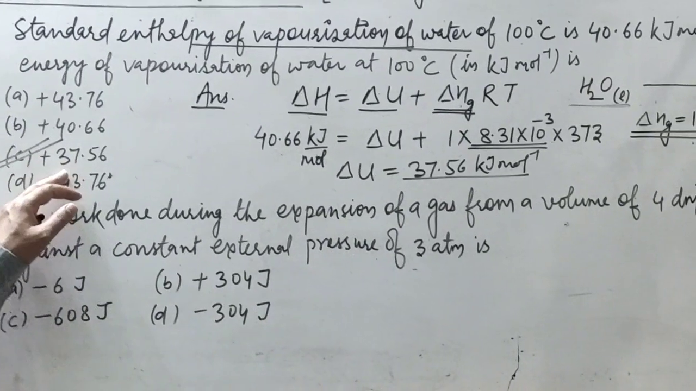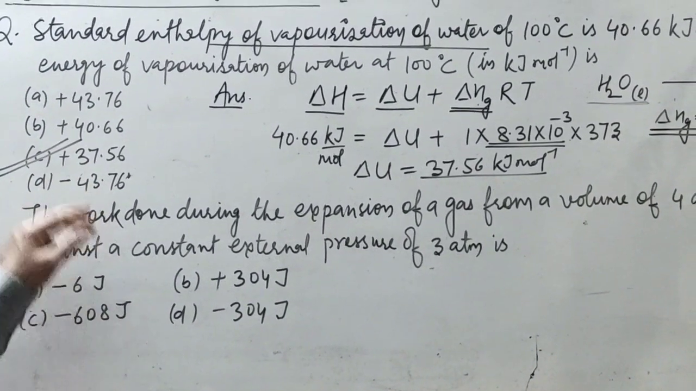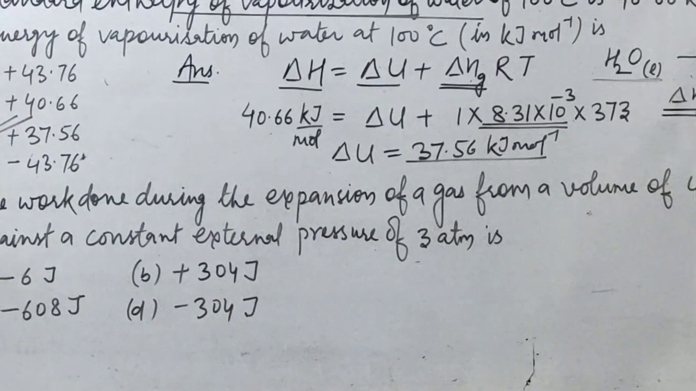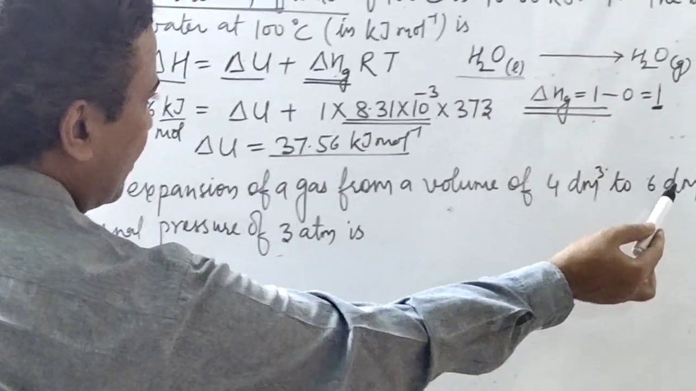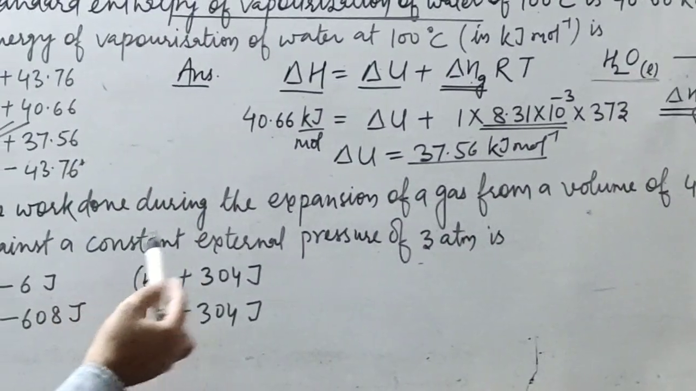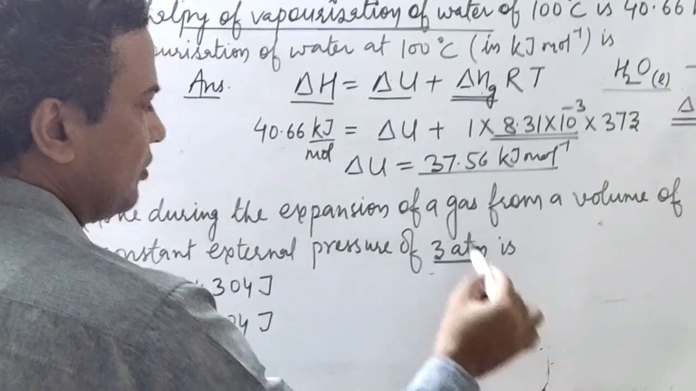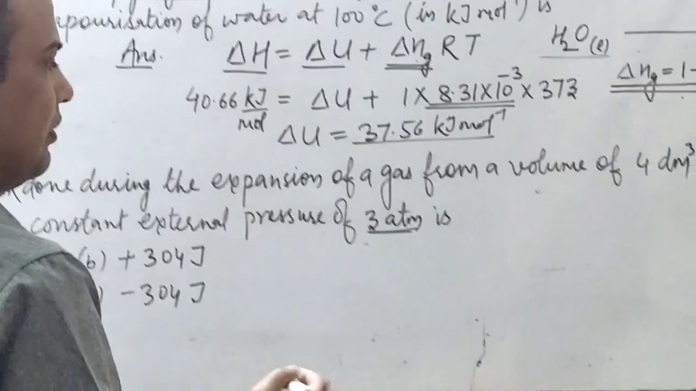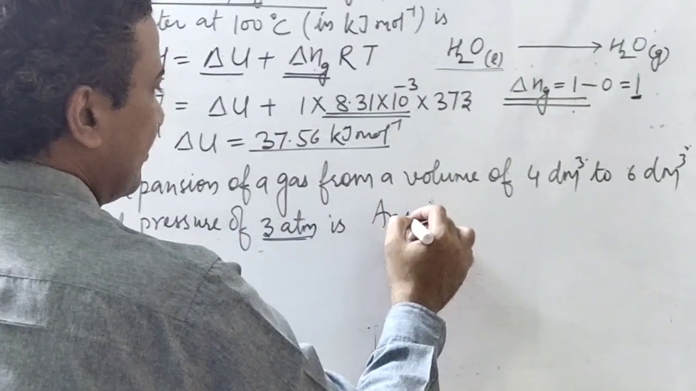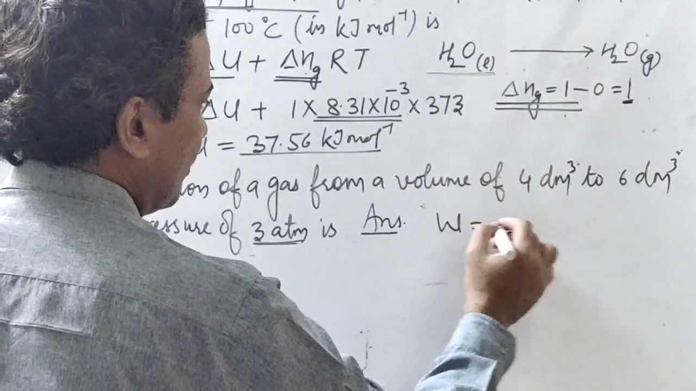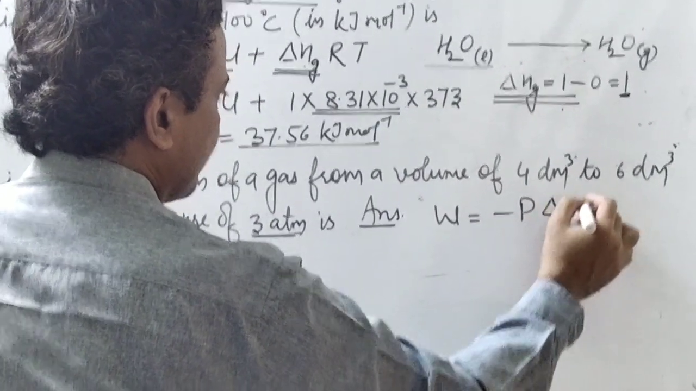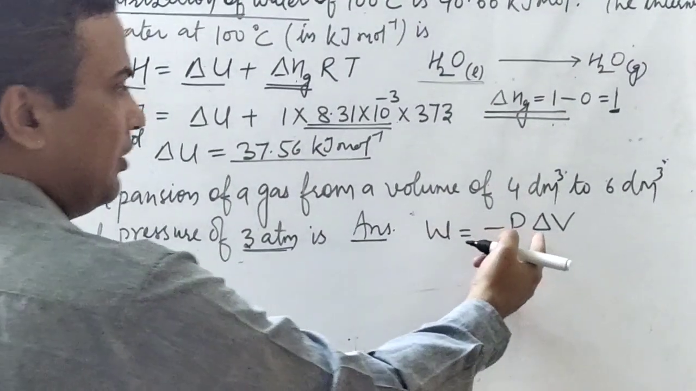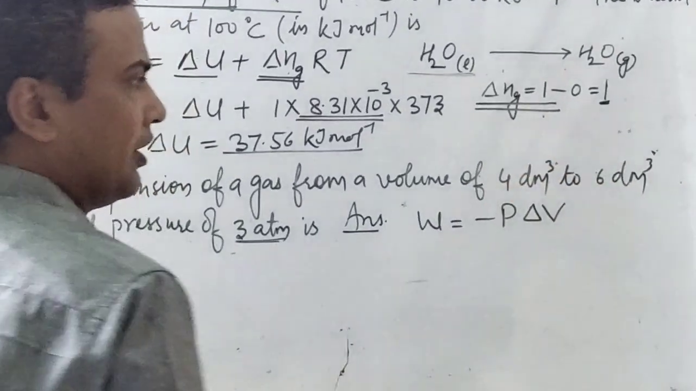So your answer is 37.56 kilojoule per mole. Next question is, the work done during the expansion of a gas from a volume of 4 decimeter cube to 6 decimeter cube against a constant external pressure of 3 atmosphere. Your options are given in joule. Now, to solve this question, again you must know the formula. W is equal to minus P delta V, where P is external pressure, 3 atmosphere. Delta V is change in volume, 4 decimeter cube to 6 decimeter cube.